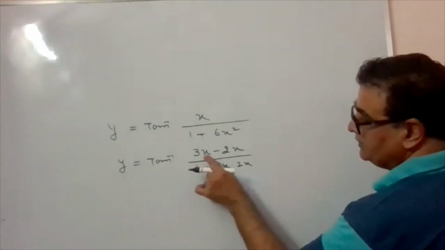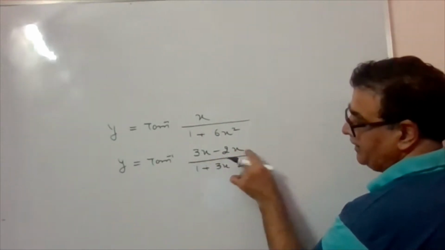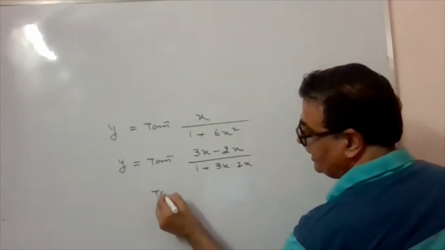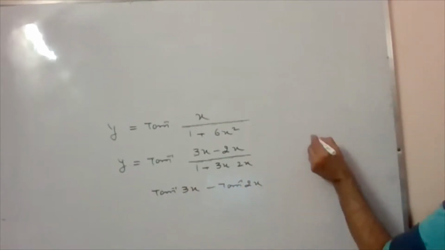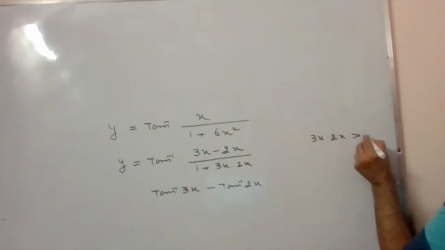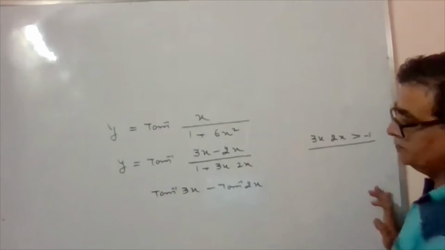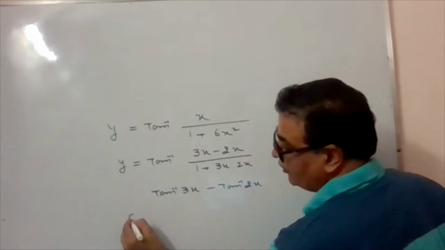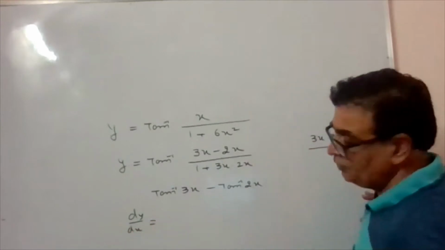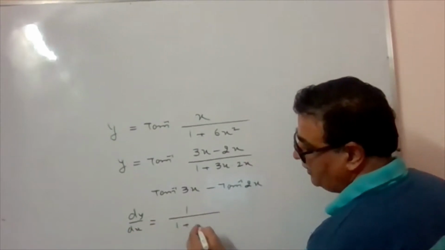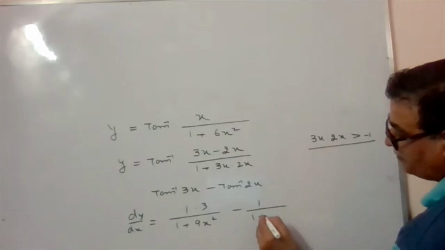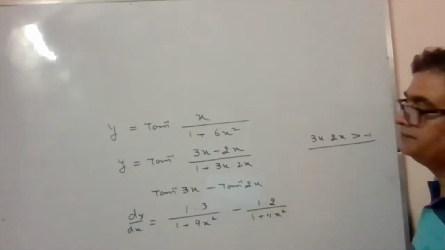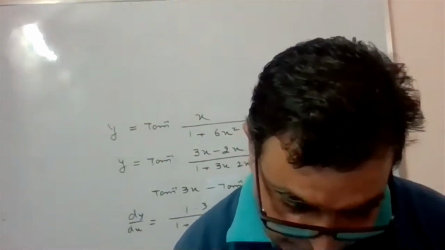So it will come out to be tan inverse of x minus y by 1 plus xy. The formula says tan inverse 3x minus tan inverse 2x, where the condition is that 3x into 2x should be greater than minus 1. This is the formula we have already done. Now I go for dy by dx, a very simple question now. Tan inverse 3x gives 1 by 1 plus 9x square into 3, and here it will be 1 by 1 plus 4x square into 2. So keep this question in mind, you can do it.